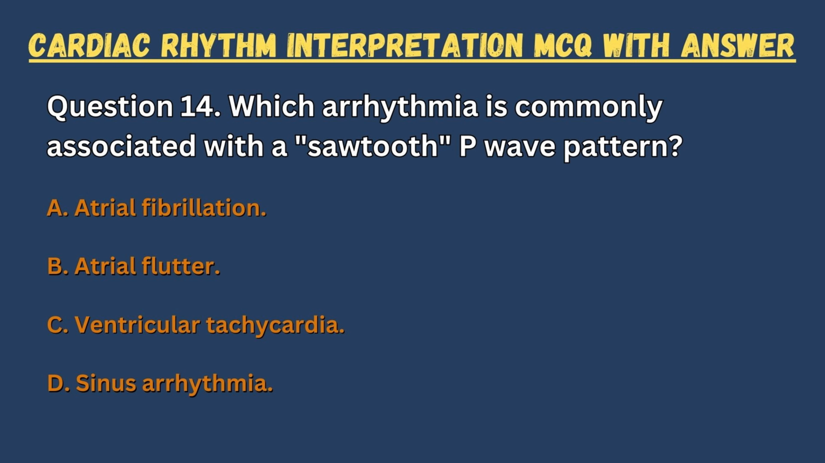Question 14. Which arrhythmia is commonly associated with a sawtooth P-wave pattern? A. Atrial fibrillation. B. Atrial flutter. C. Ventricular tachycardia. D. Sinus arrhythmia.